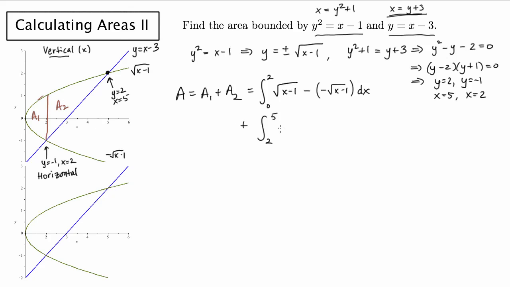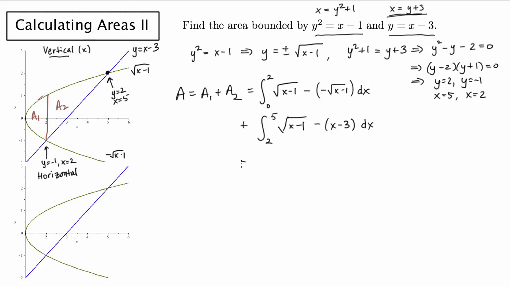The top function is once again the positive branch, and the bottom function is the line x minus 3. So at this point I'm pretty happy with it.